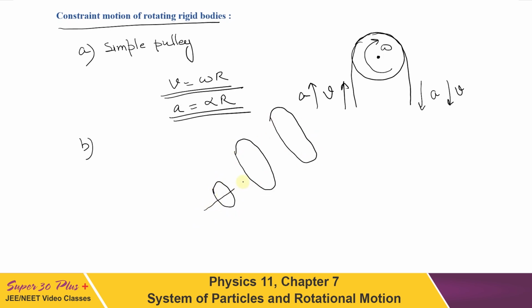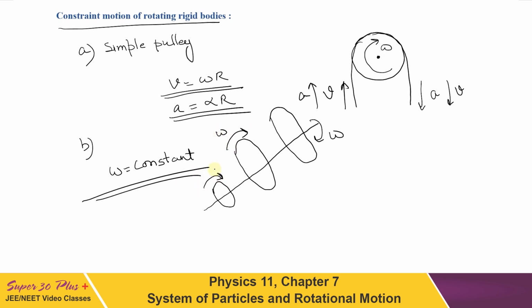Now we can consider a case in which a number of pulleys are there. Let these be all coaxial pulleys, rotating in the direction shown with angular speed omega. For this kind of condition, omega has to be the same for all the pulleys, equal to that of the axis. So this is again one constraint with the pulley. If one pulley starts rotating with omega, and the pulleys are coaxial, then all have to rotate with omega itself. This is another constraint relation.